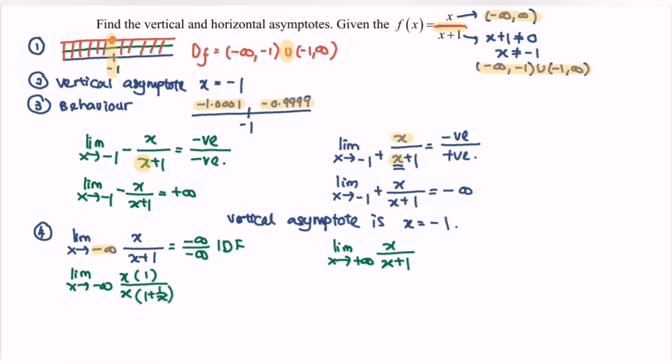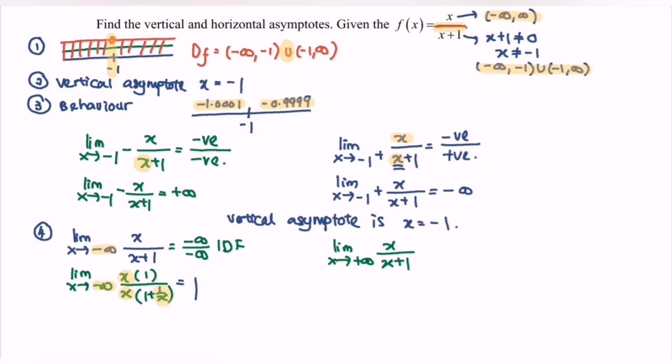So limit when x approaches negative infinity, x over x divided by x over x plus 1 over x. If we simplify, we will have 1 over 1 plus 1 over x. If we substitute negative infinity, we will obtain 0 for 1 over x, because 1 over infinity is equal to 0. So at the end, we are approaching the value 1 as x approaches negative infinity for the function f(x).